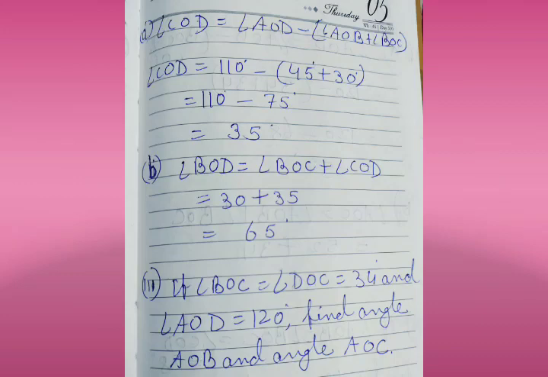Now next, BOD. BOD is equal to BOC plus COD. So BOC is what? 30 degree, and COD is what? 35 degree. So this will be equal to 65 degree. Okay. Now subpart 2. If angle BOC equal to DOC equal to 34 degree and angle AOD is equal to 120 degree, find angle AOB and angle AOC.